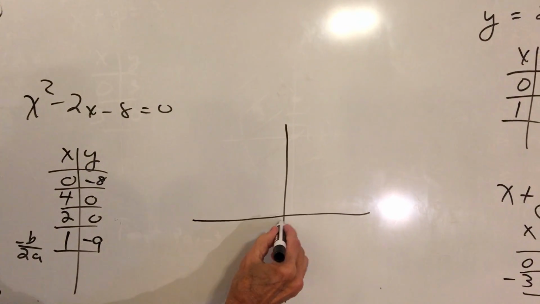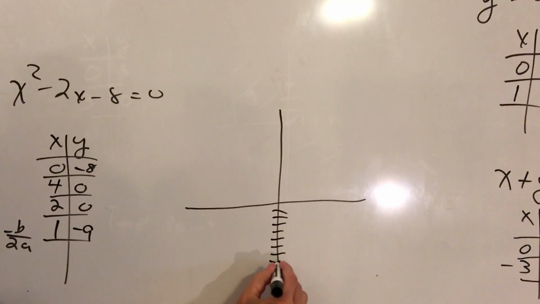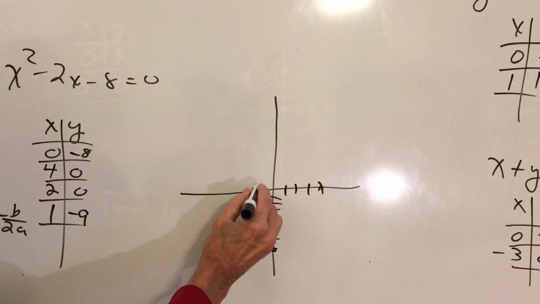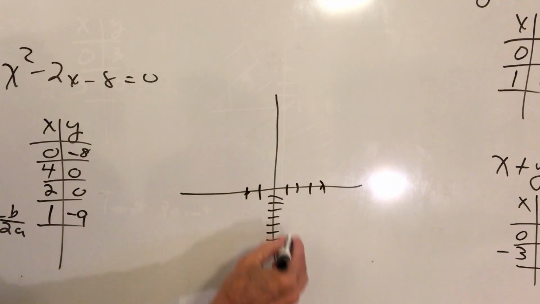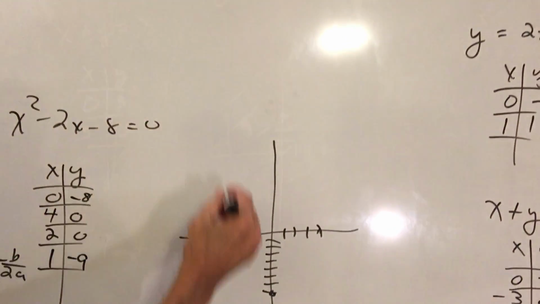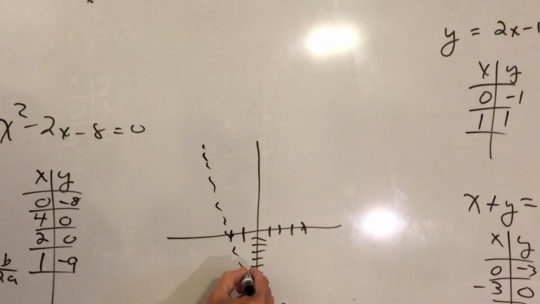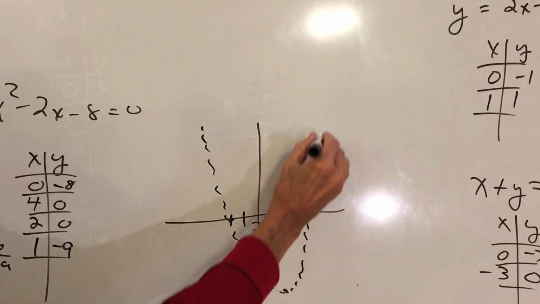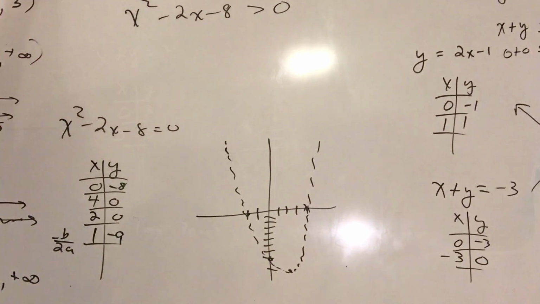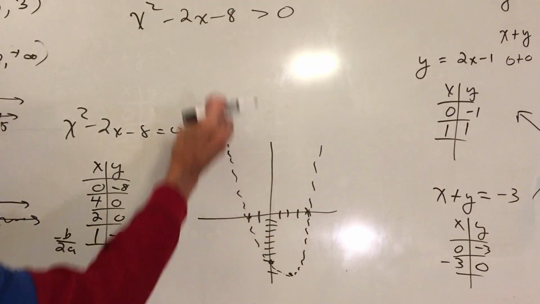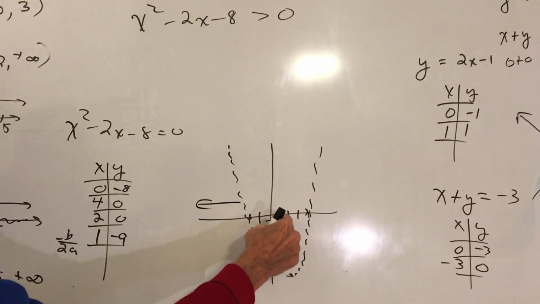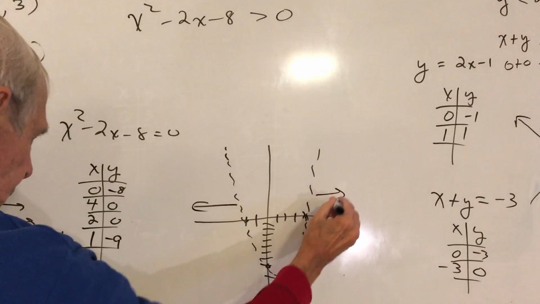We have 0, -8. 4, 0. -2, 0. And 1, -9. We draw a dotted line. And then we want to know where this graph is greater than 0. Greater than 0 is above the line. So it's above the line all the way out that way. It's below the line here, and it's above the line here.